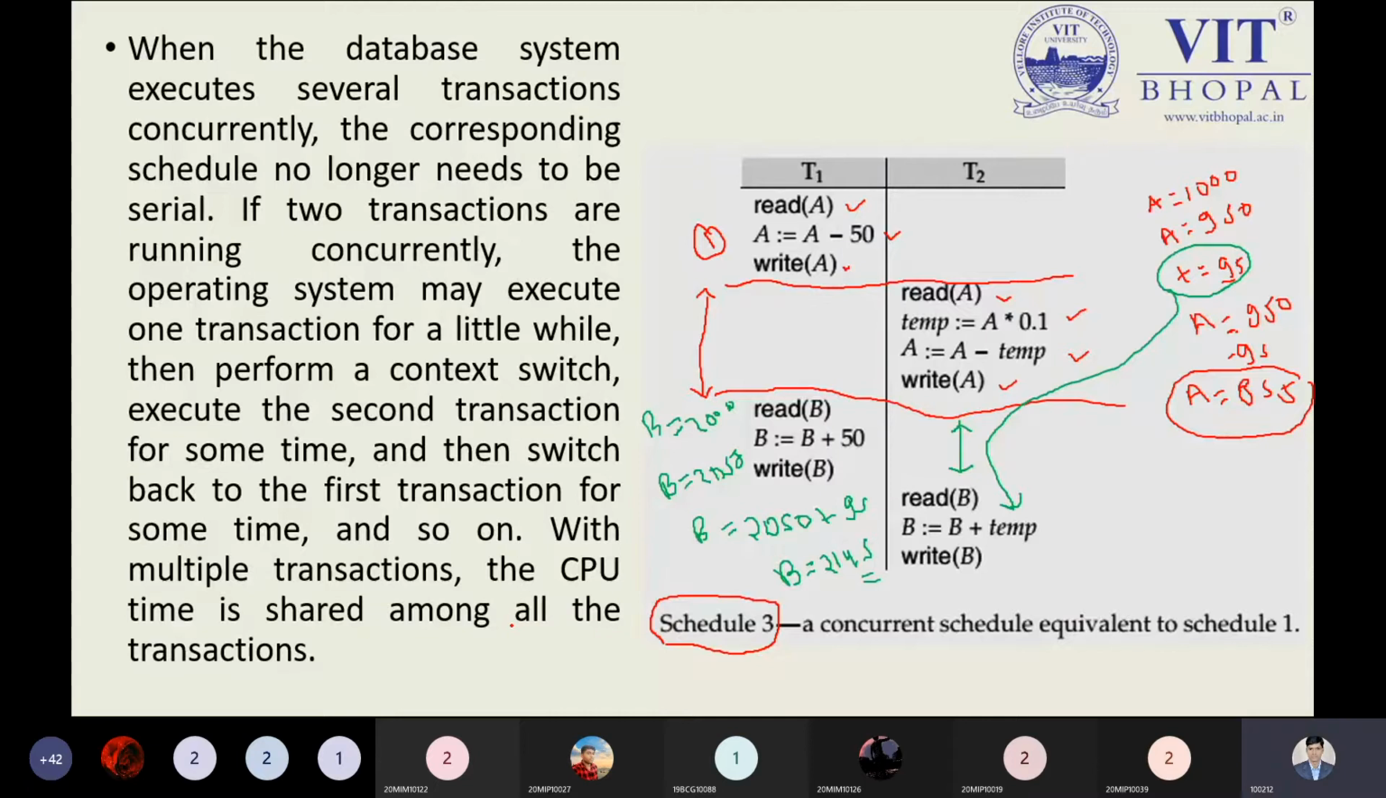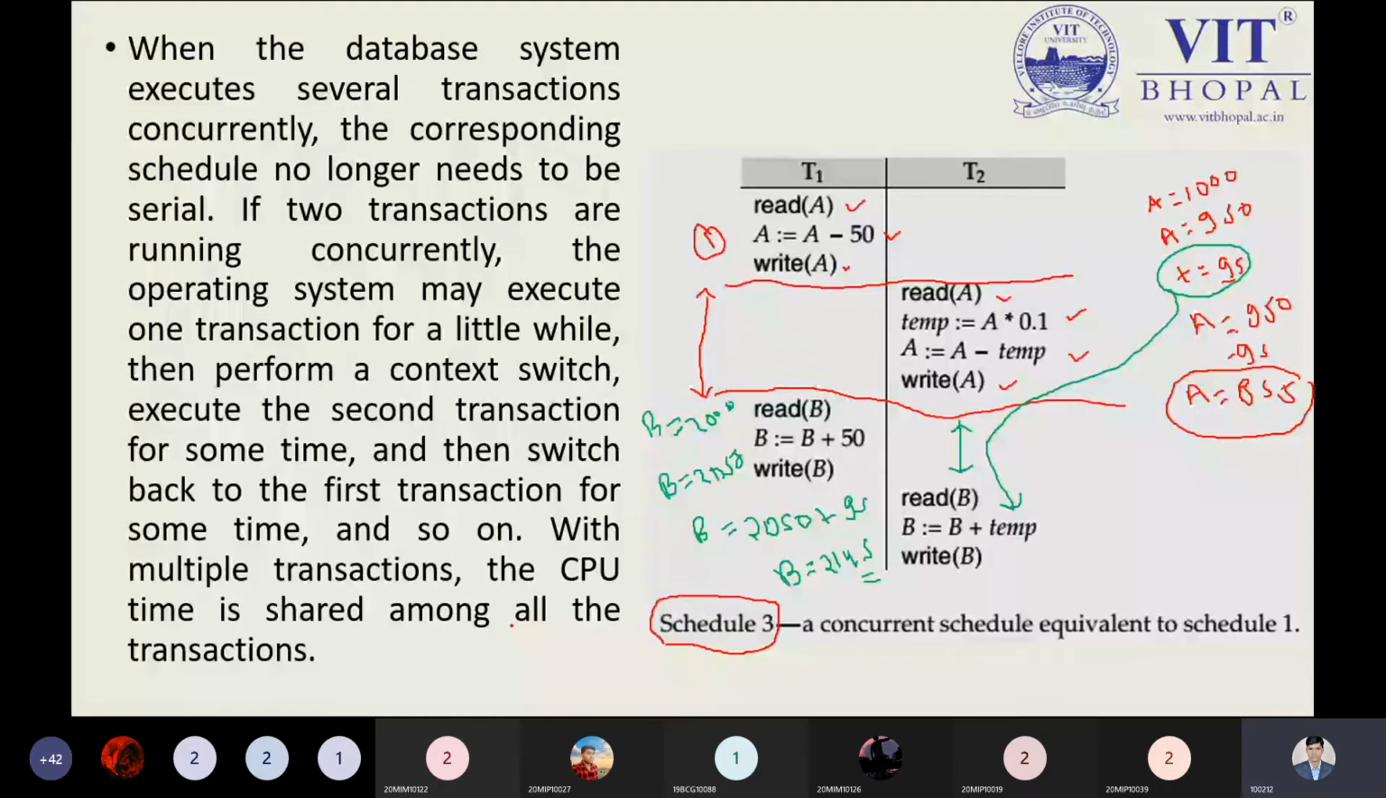Read A, read B I'm using. Please focus on my written statements in the blue, red and green colors. First I'm reading the A value. So A equals A minus 50. What is the A value? If you remember, 1000. So now A will be 950. Just focus on this point. Now in the next step I'm executing transaction T2. I'm switching from transaction T1 to T2 before the completion of transaction T1. This is known as concurrent execution. In concurrent execution, I'm switching from one transaction to another before ending the previous transaction. This kind of schedule is known as a concurrent schedule.